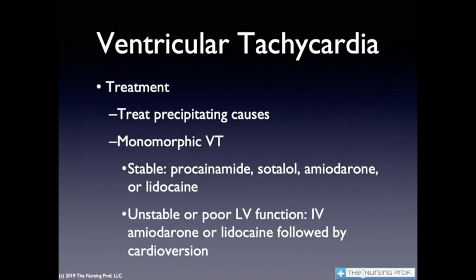The treatment is to treat the precipitating cause. So if the patient's having an MI, let's treat the MI. Let's treat the electrolyte disorders, etc. And a monomorphic VTach, which would be considered to be a little bit more stable than a polymorphic VTach, we would start with some medications. If it's unstable or we have poor left ventricular function, which is often the case. So patients who have VTach are patients usually who have underlying cardiac disease.